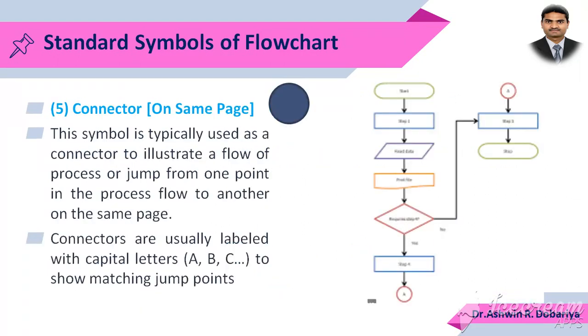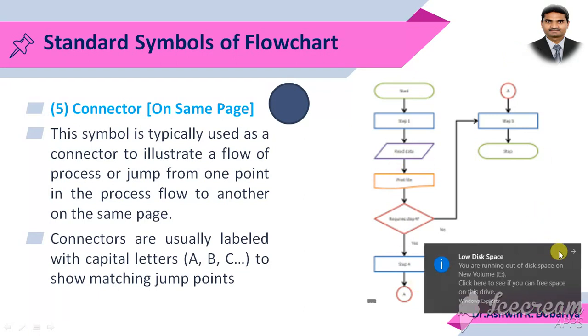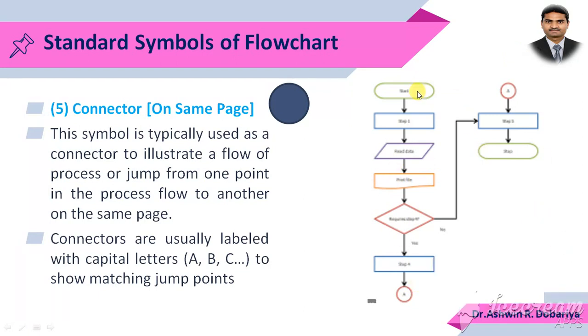Fifth is connectors. As I told you, the circle connector: now see, this is one page, your notebook page, and you are drawing these flowcharts, and suppose this is the end of your first page, and your flowchart is too long and you don't want to continue the remaining part on the next page, but you want to continue on the same page. Then what you can do is, at the end you make a connector, and here there is a method.